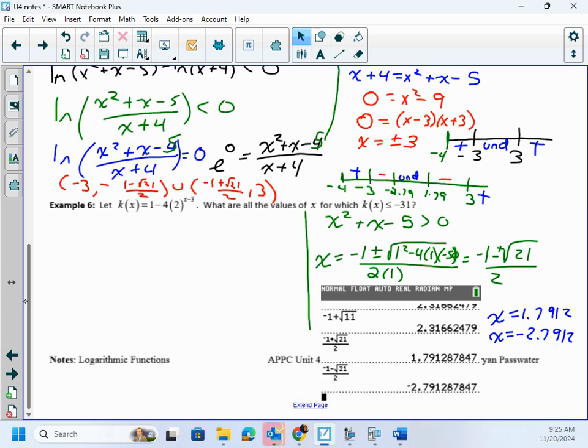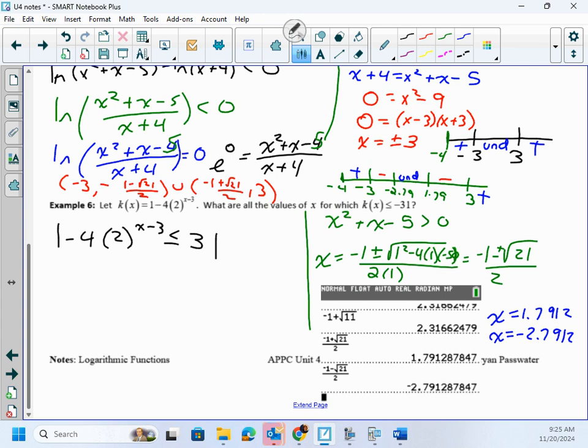The last one, number 6. What are the values for which this is less than or equal to 31? So 1 minus 4 times 2 to the x minus 3 is less than or equal to 31. I'm going to solve this like I've done all the others. Minus 1, negative 4 times 2 to the x minus 3 is less than or equal to negative 31, sorry. Negative 31.